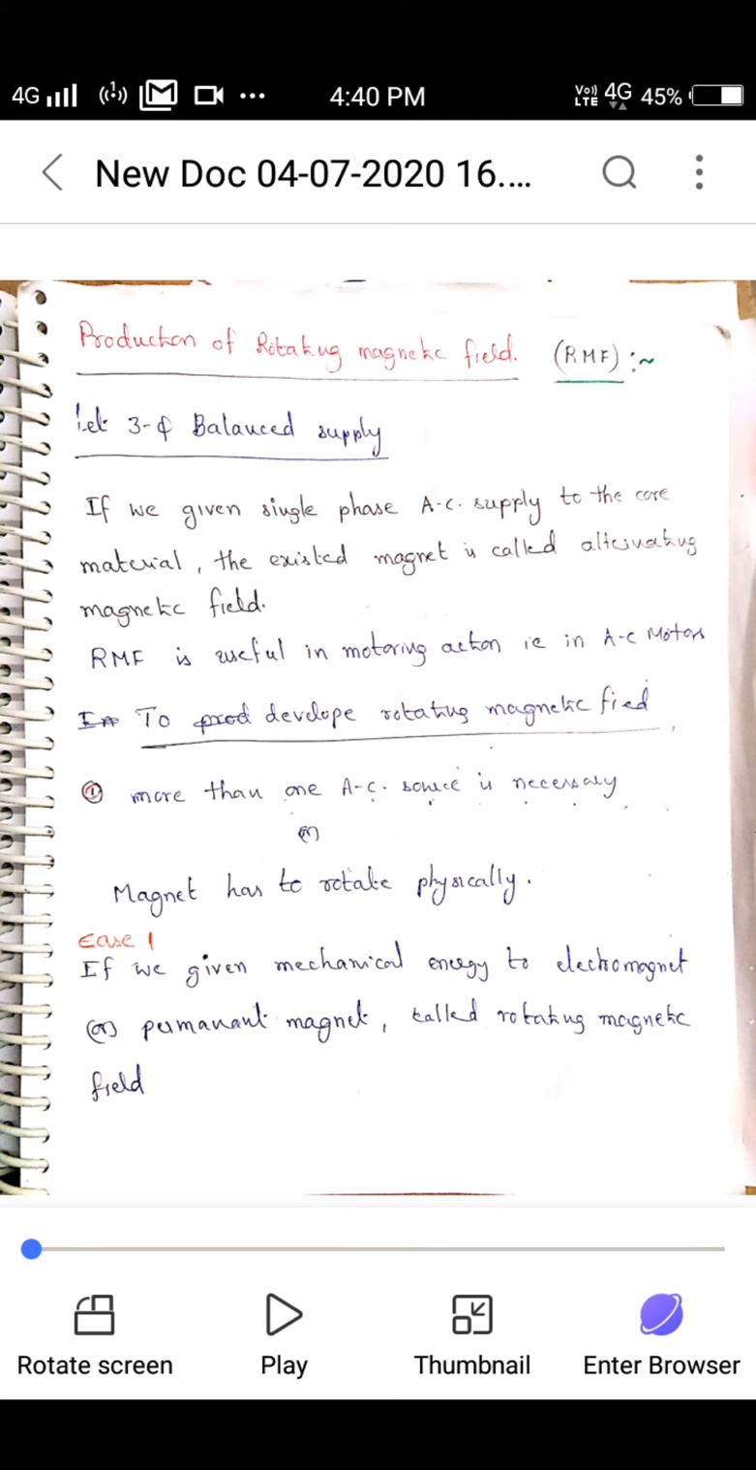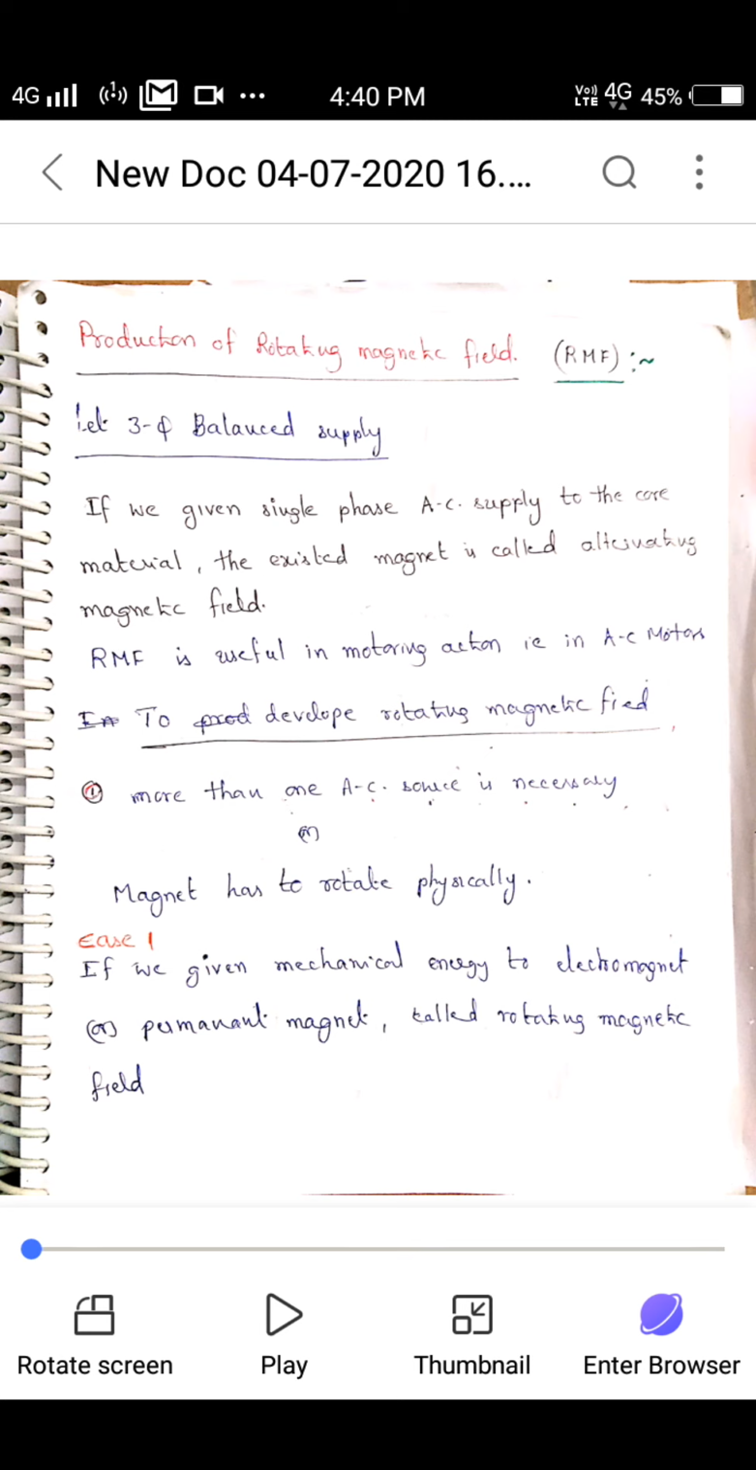Means an iron piece wound with wires. One wire means single phase. With a single phase you will get an alternating magnetic field only. It is not possible to prepare a rotating magnetic field. So the minimum number of phases required is 2.